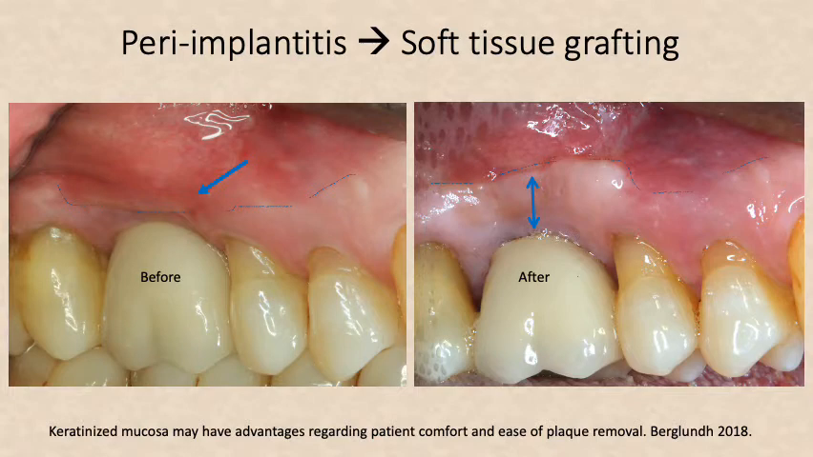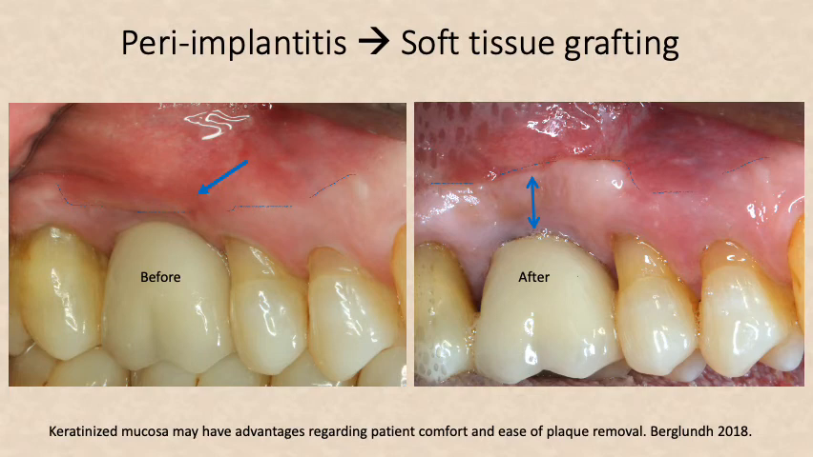Now, let's try to prevent implants from getting a problem. In this particular situation, soft tissue grafting was performed because the implant was referred to the periodontist, to me, because it had deep pockets. Therefore, we diagnosed it with peri-implant mucositis because there was no bone loss yet.